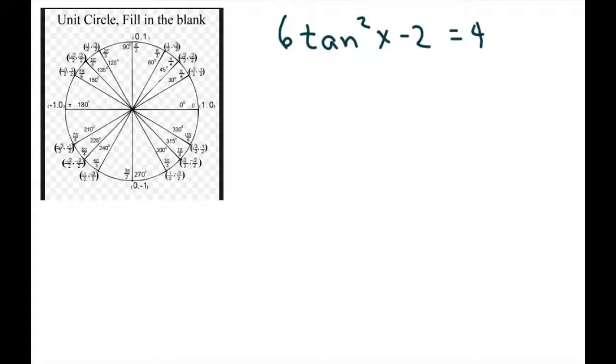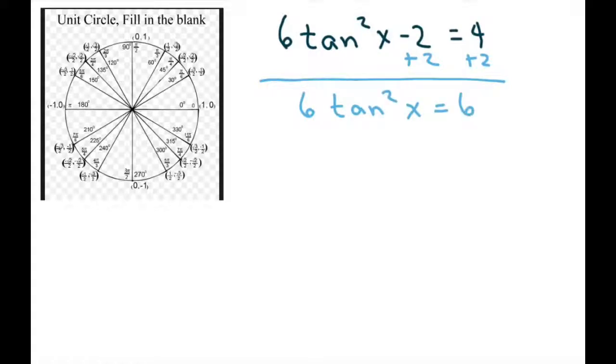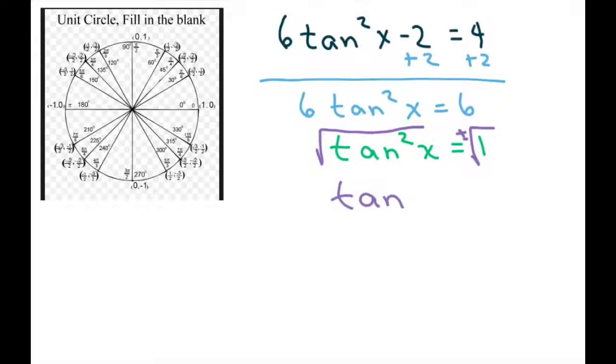For this one, we want to solve for tan squared of x, or just tan of x. So we're going to add 2 to both sides. So you get 6 tan squared of x equals 6. Now we divide both sides by 6. So you get tan squared of x equals 1. Now you take the square root of both sides, and when you're first doing these, what you forget to do is you have to put the plus and minus here, or you're going to lose solutions. So we have tan of x equals plus or minus 1.